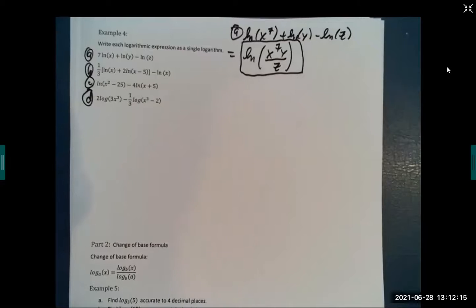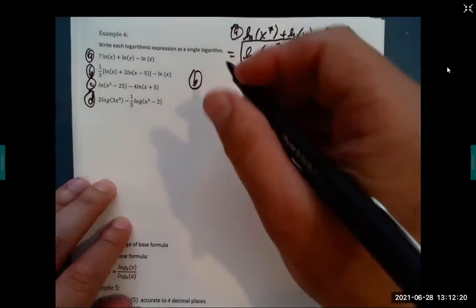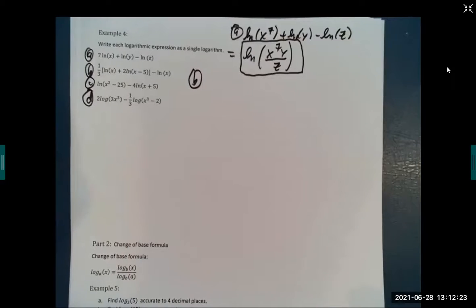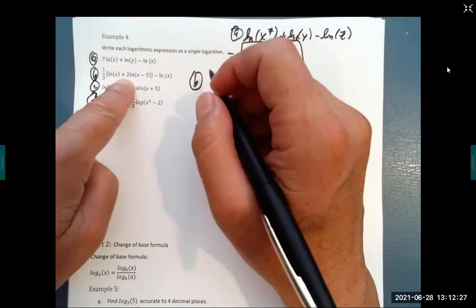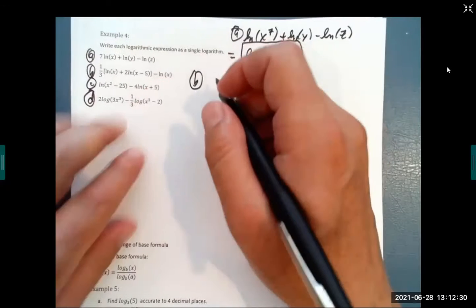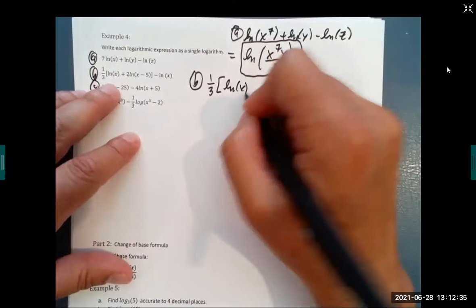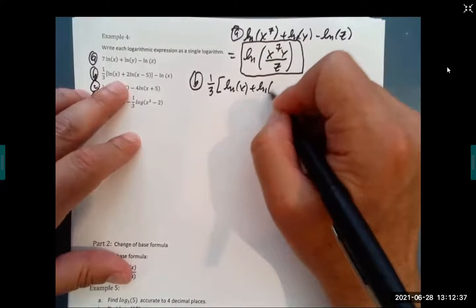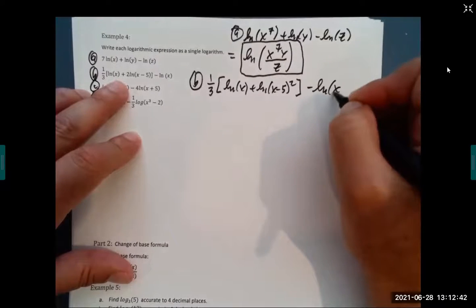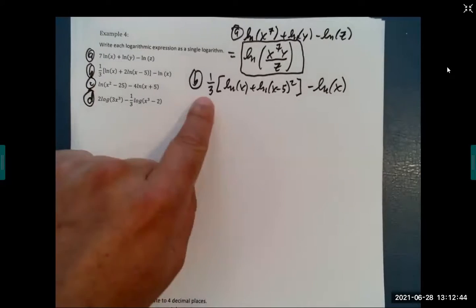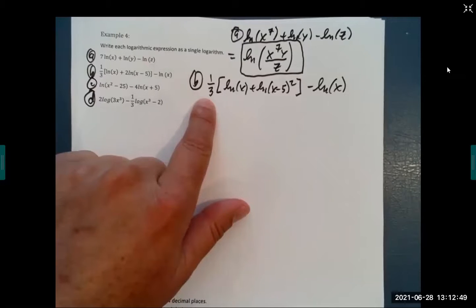All right, part B. There's 2 ways we can do this. I'm going to take care of inside the parentheses first. So I'm going to bring that squared up. I'm going to take care of that at the very end. So 1/3 ln of x plus ln of x minus 5 squared minus ln of x. So you might be tempted to distribute that 1/3 in there. That would not be wrong. That would be totally fine. I'm going to do this.